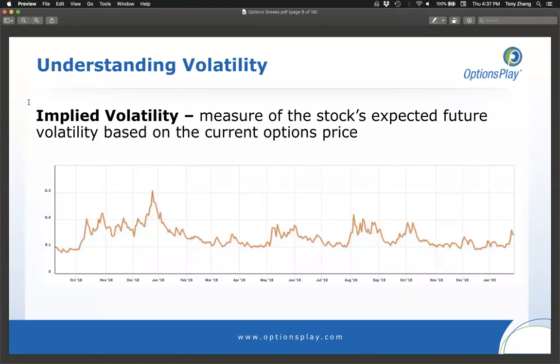And I just want to put a little note here on volatility. Implied volatility, which is the measure of a stock's expected future volatility based on the current options price, is something that I think many times is misunderstood. For example, this is a chart of the S&P 500 implied volatility. As you can see, there's a bit of an equilibrium level, probably somewhere around here or so.